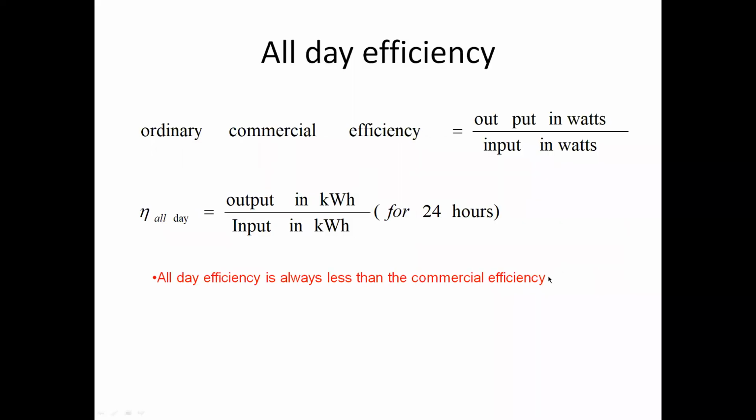Now all day efficiency. Please remember, for a distribution transformer the load varies, that's why we consider the operating hours also. So all day efficiency is output in kilowatt hour divided by input in kilowatt hour. Ordinary or commercial efficiency is this, but all day efficiency is this. Please remember, sometimes they ask you. All day efficiency is always less than the commercial efficiency.